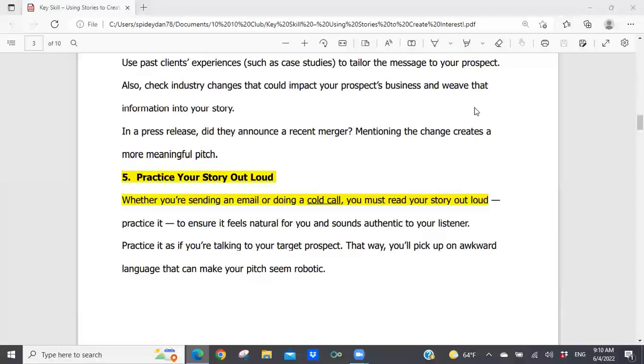When you read it out loud, you will find whether you repeat phrases, repeat words, and you will understand whether it sounds natural to you. If it doesn't sound like you're having a conversation with that individual, then you need to re-script your story to the point where it's a conversation, what I call a narrative.